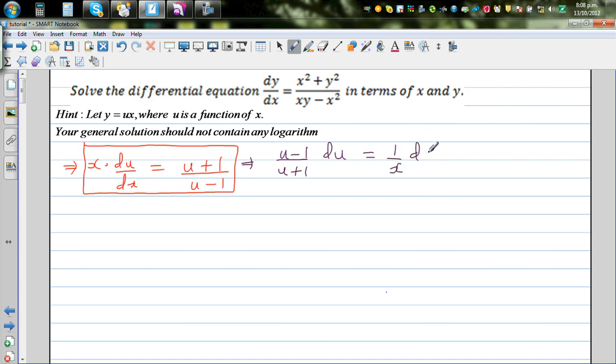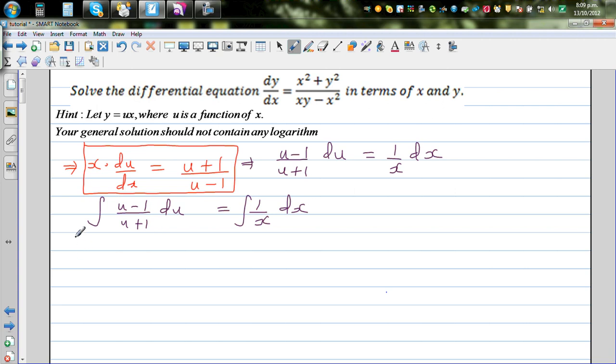You can pause this video and think about what I did. I just cross multiplied. So this went up, this came down, and x, when it came to the other side, becomes 1 over x, and this dx went up. So this is nothing but cross multiplying. Okay, so now you can integrate both sides. So I'm going to do integration: integration of (u minus 1) over (u plus 1) du is equal to integration of 1 over x dx.